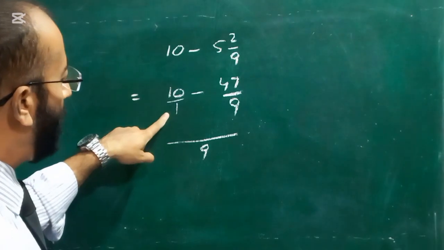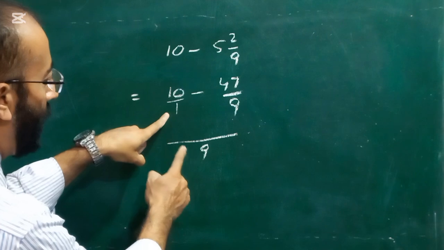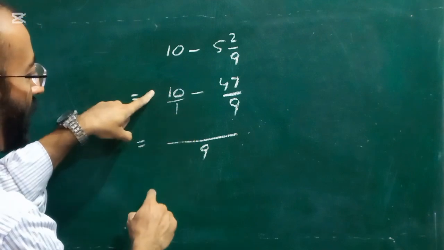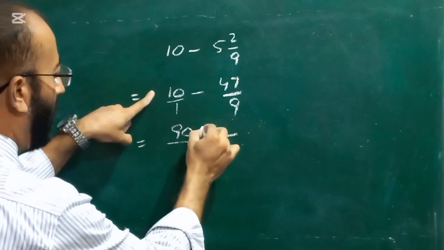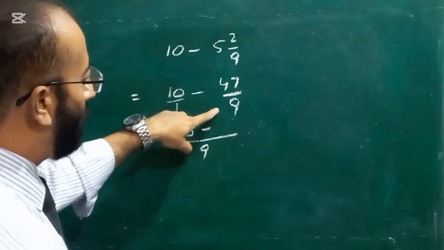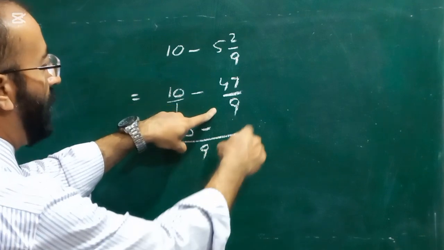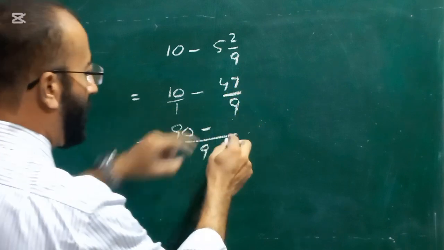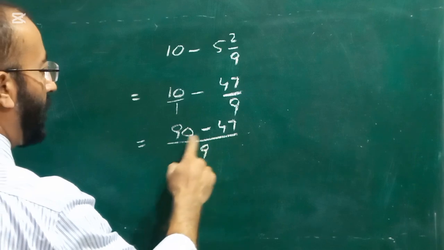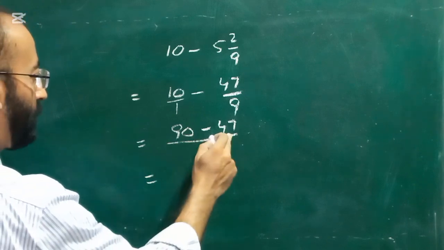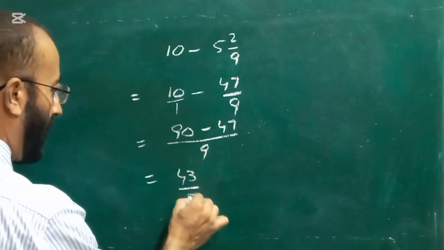Now we will read the table of the denominator of the first fraction up to the number where 9 will come. So 1 9 is 9, that 1 will be multiplied with the numerator of the same fraction. So 1 10 is 10... so 9 10s are 90, minus. Now we will read the table of the denominator of the second fraction up to the number where 9 will come. So 9 1s are 9, that 1 will be multiplied with the numerator of the same fraction. So 1 47 is 47. Now we will subtract these two numbers. So 90 minus 47 will be 43. This 9 will remain as it is.